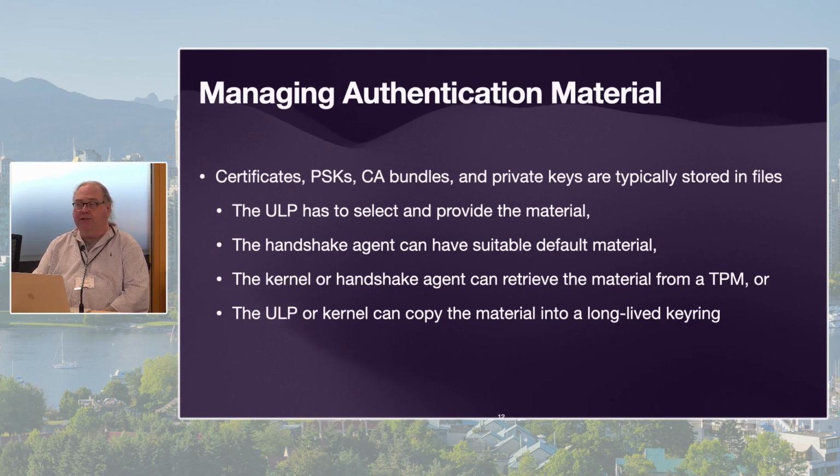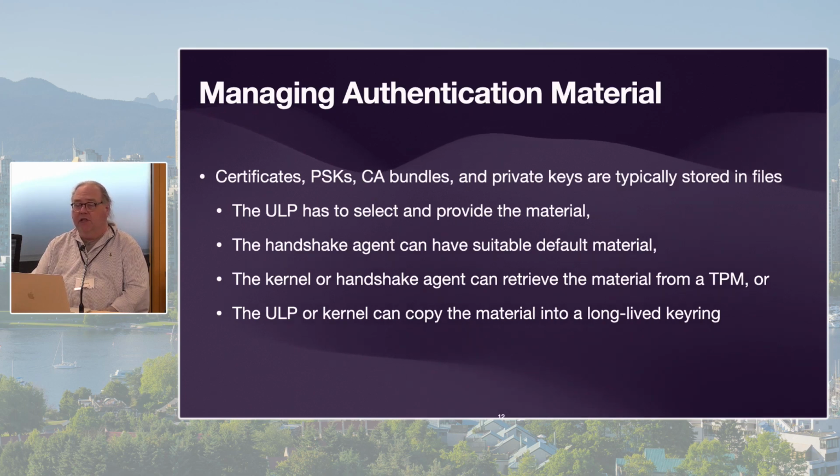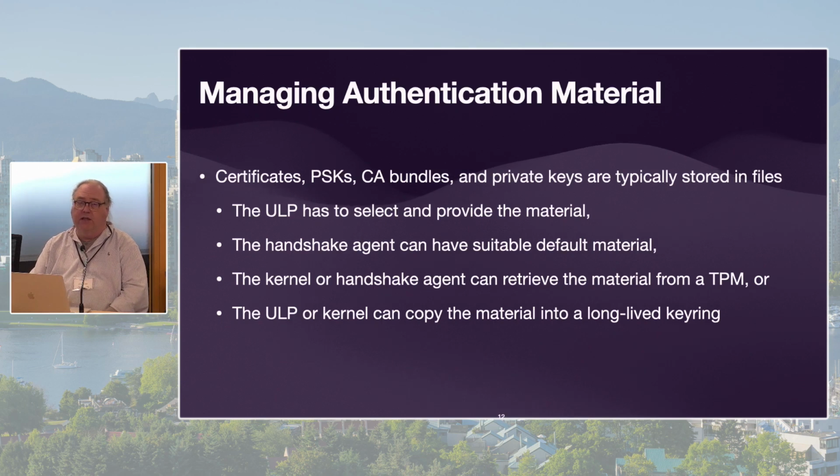So you might be asking yourself, okay, that's all very clever. How do you deal with host authentication material? We support X509 certificates and pre-shared keys. We also need to deal with authority bundles and private keys. And all this stuff is typically stored in the file system somewhere. So what does the kernel know about this? Does it have to care? How does it pick which certificate or PSKs to be used for a particular handshake?